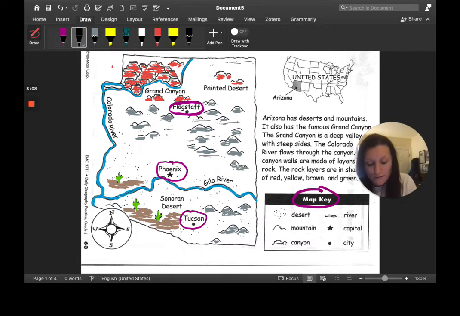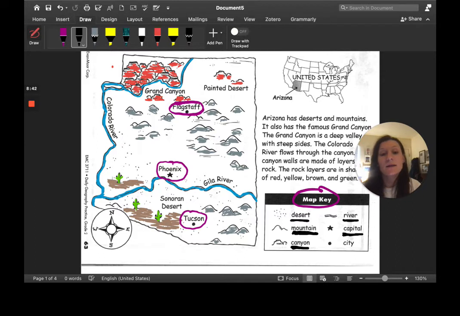So our map key has the desert. So if we see these little specks, that tells us kind of where the desert is located in the state. And then we have the little mounds, which show us mountains. Next, we have the canyon, that kind of is the mound with a few more lines in it. Next, we have kind of the wavy lines that show us where the rivers are and where they connect in the state. Next, we have the star next to Phoenix, again, which tells us it is the capital city for the state. And lastly, the little dot next to Tucson and Flagstaff tell us cities.